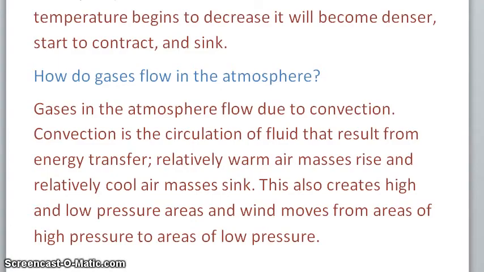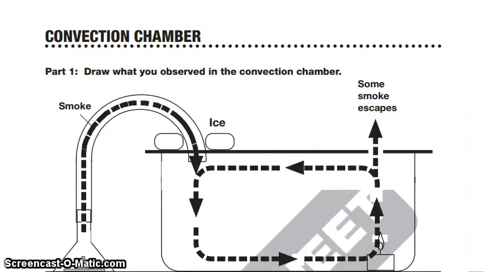The lab that we went over in class had to do with convection currents. And with those convection currents, we got this convection chamber, and we see we had the smoke come into the chamber, and it then started to circulate around the chamber. It received some heat from the flame here, and caused that smoke to go around in a circle.